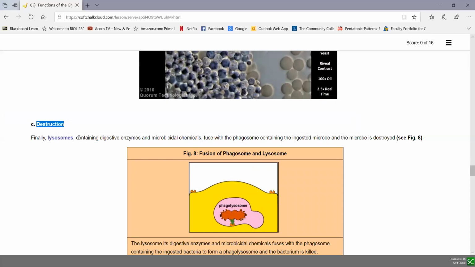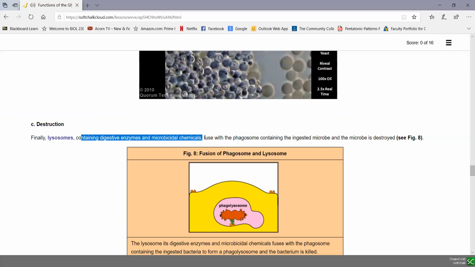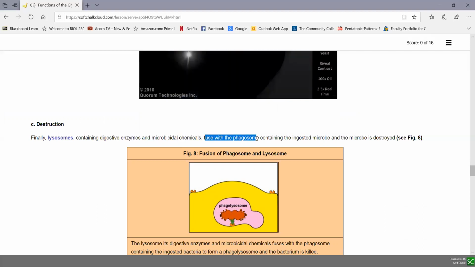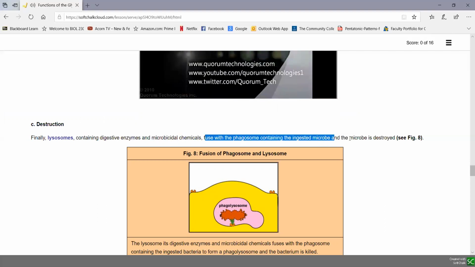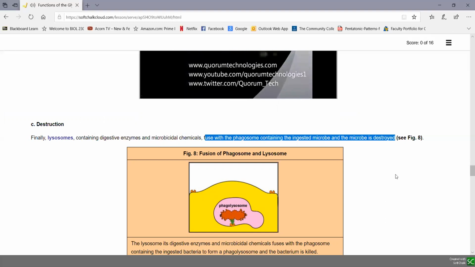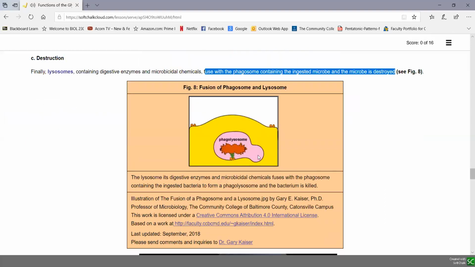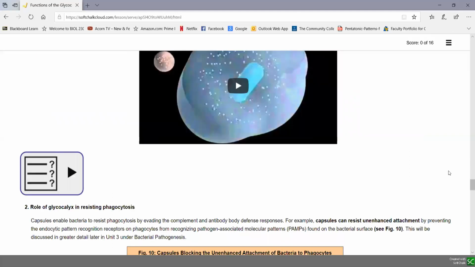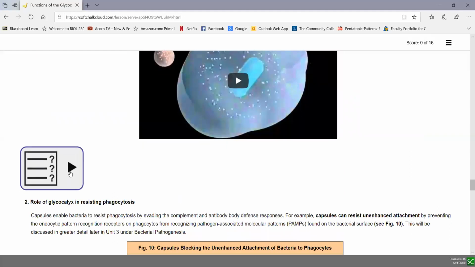So the lysosomes contain the digestive enzymes and other microbicidal chemicals. As the lysosome, the sac containing the killing chemicals, fuses with the phagosome, the sac containing the bacteria, the microbes are destroyed. And the fused structure is called a phagolysosome, shown there in figure 8. And there's a little self-check you can do on that. So anyway, those are the steps in phagocytosis, and we're going to start learning them now.